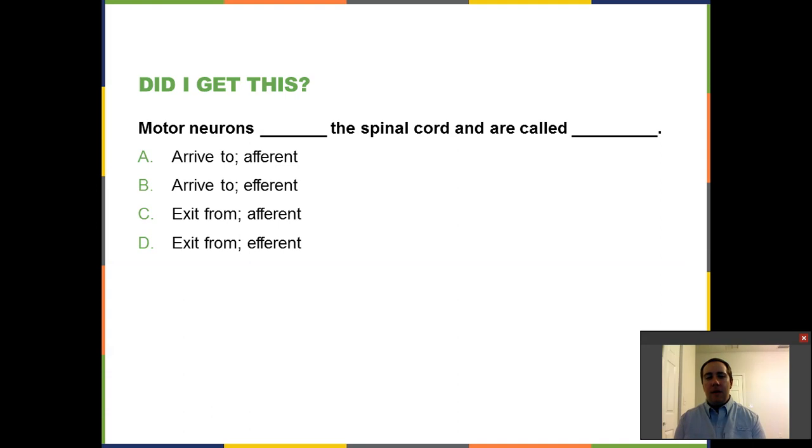D. Yeah. So it is D. You both got it right. So motor neurons carry information away from the central nervous system. So that is exiting from the spinal cord, because the spinal cord is part of the central nervous system. And motor neurons cause an effect, and so they are efferent neurons.